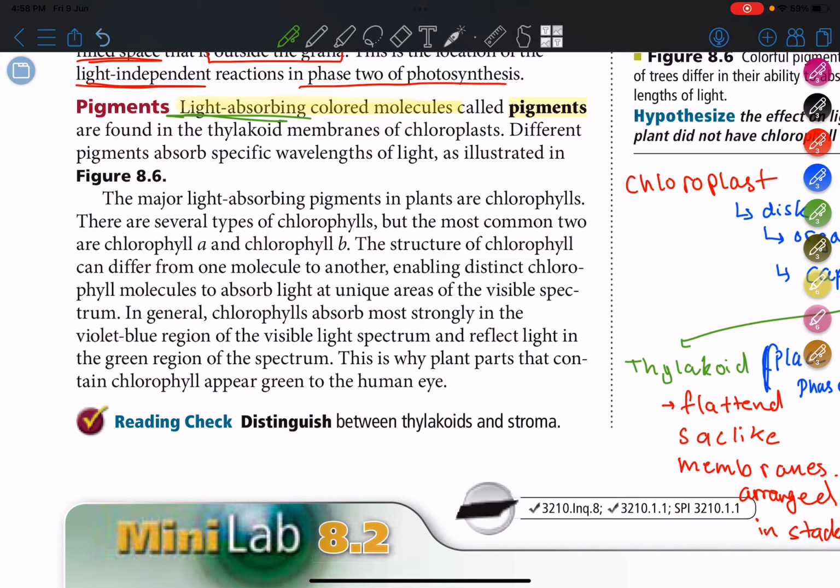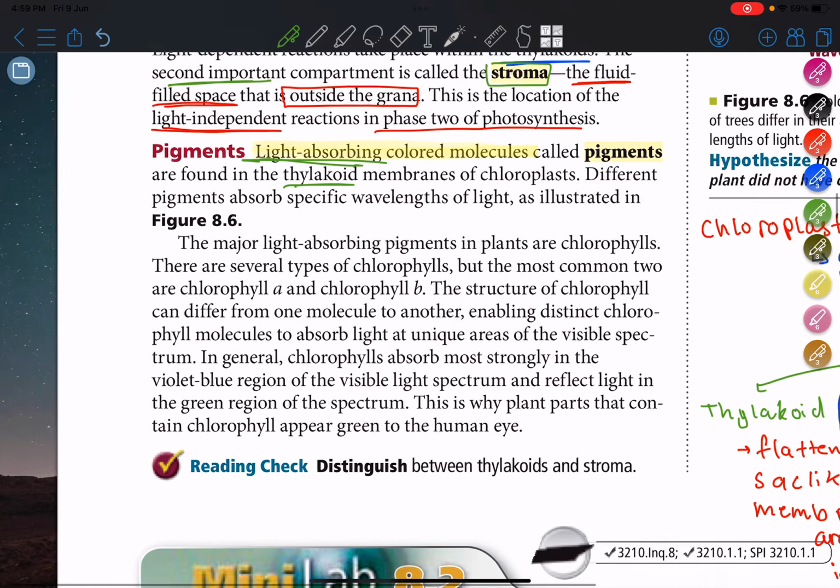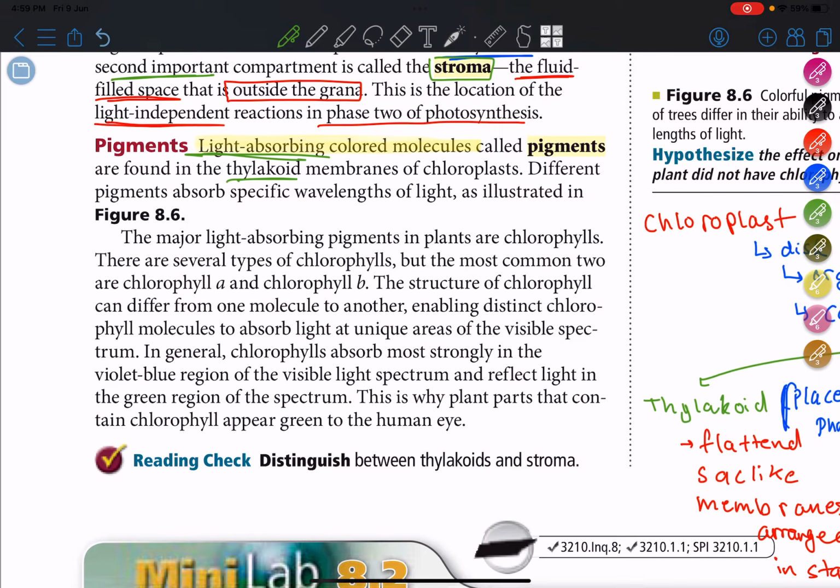Think about it for a minute. If they're light absorbing, when do I need them? I need them in phase 1, the light-dependent reaction. And where does the light-dependent reaction take place? You guessed it, in the thylakoid. So pigments are light-absorbing colored molecules, and they are found in the thylakoid membranes of the chloroplast. Different pigments absorb specific wavelengths of light.